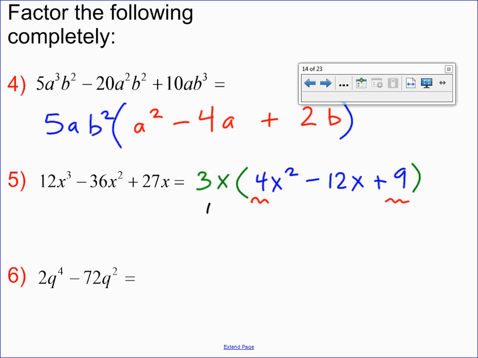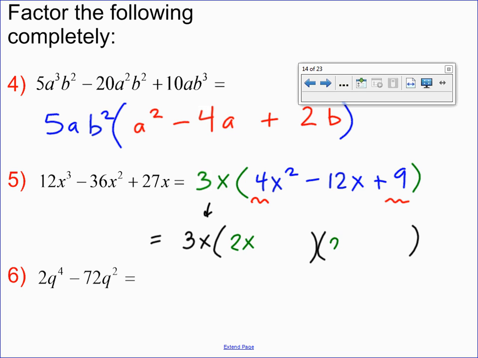So we'll keep our 3x as part of my answer. It was part of the original problem, hiding inside each term. It'll be part of my answer. But let's break up that blue trinomial, 4x squared minus 12x plus 9, into a product of 2 binomials. What times itself equals 4x squared?